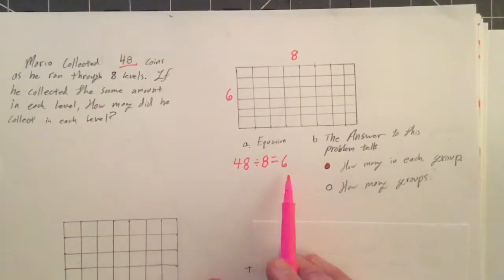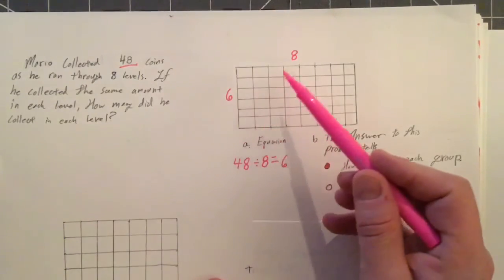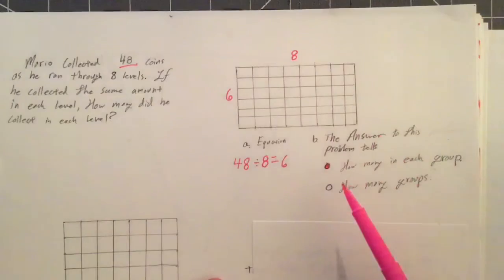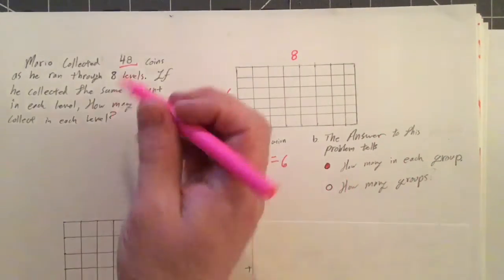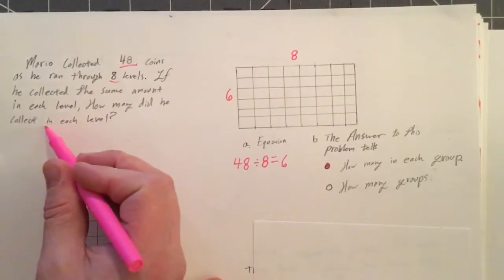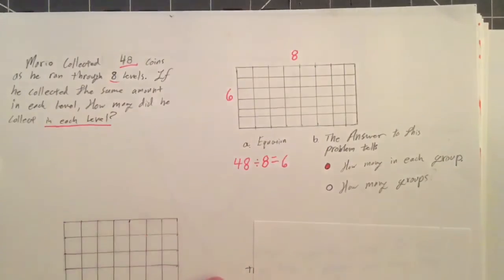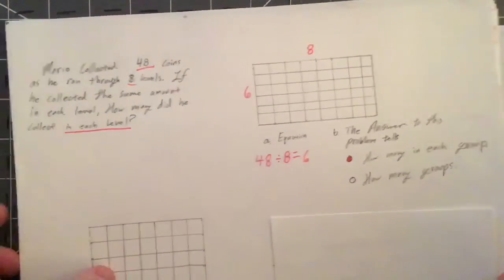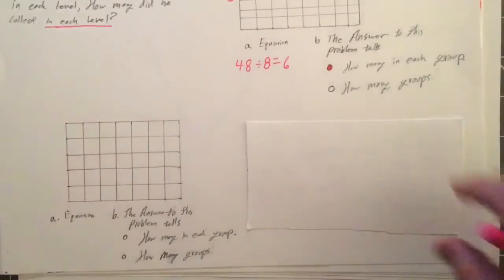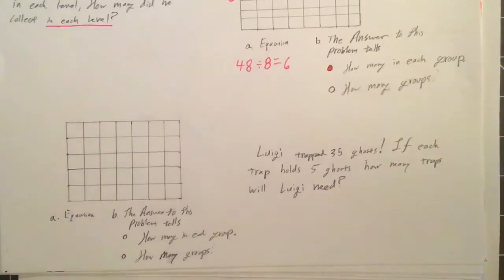I gave an equation, I labeled my array, I filled in the bubble, and I underlined some important information in our word problem. You should do those as you do these yourselves. Hey, we've got another one. This one's not about Mario. This one's about Luigi. We're going to use a green pen for this one because it's Luigi.